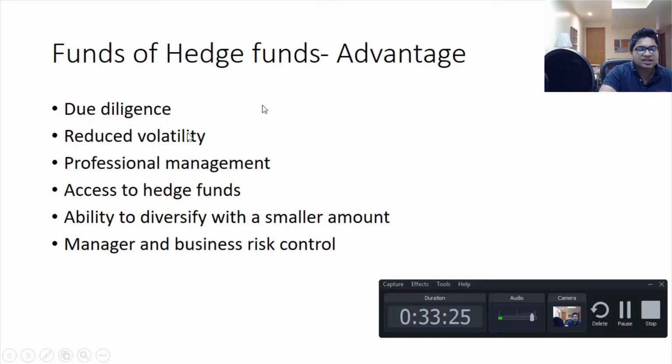They are less volatile than individual hedge funds. There is professional management. They have access to hedge funds. Now, like I have said, hedge funds are generally small startups, so it is sometimes difficult to get access to those hedge funds. So they have better access. Ability to diversify with a smaller amount. With a smaller amount, you can invest in 10 different hedge funds or 20 different hedge funds. And there is manager and business risk control.